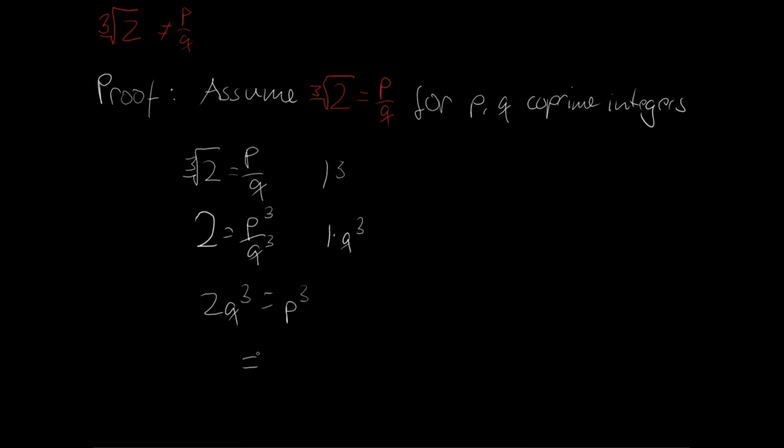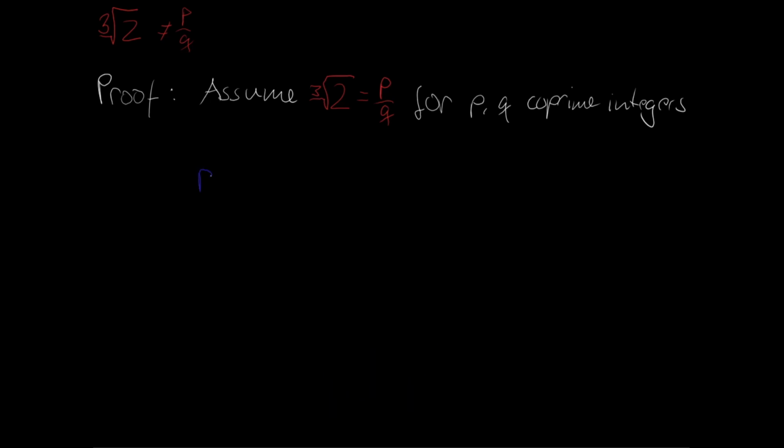Now we can see that p to the third is even, because it's 2 times something else, 2 times q to the third in this case. And that means that p must be even as well, because otherwise it would be odd, and then p to the third, an odd number to the third, would be odd as well. But that can't happen because p to the third is even. So we have just shown that p to the third and p are even.